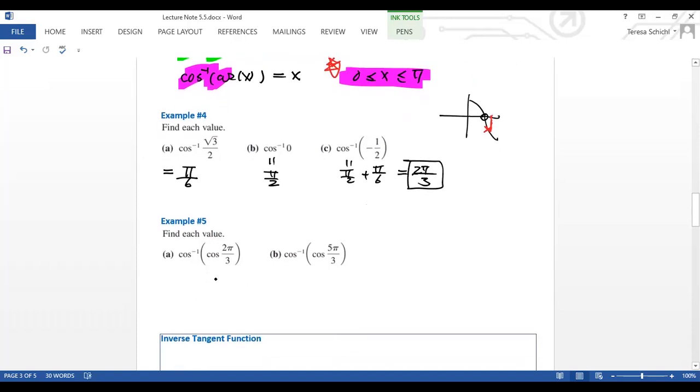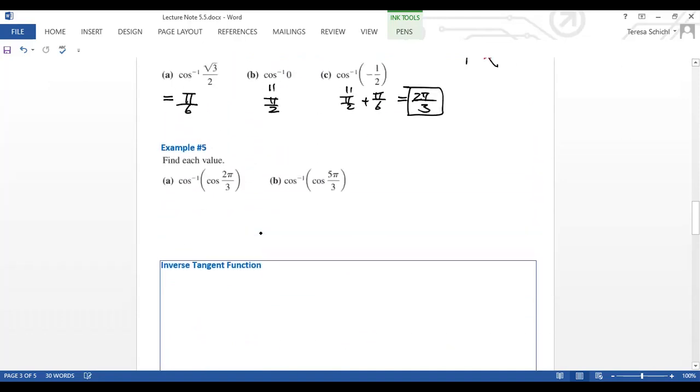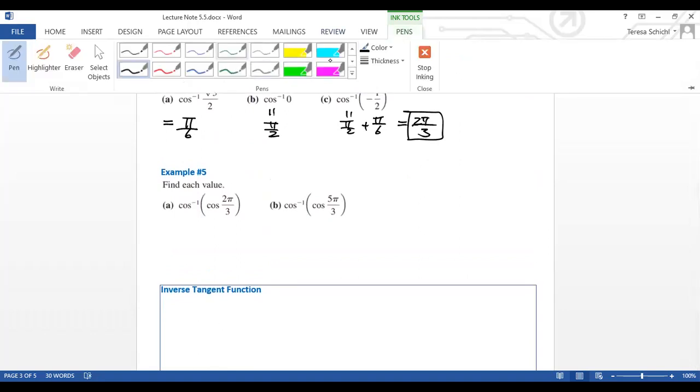Okay, now let's take a look at these cancellations here. For the cancellations, the first thing, let's see here. Okay, so this is the cosine.